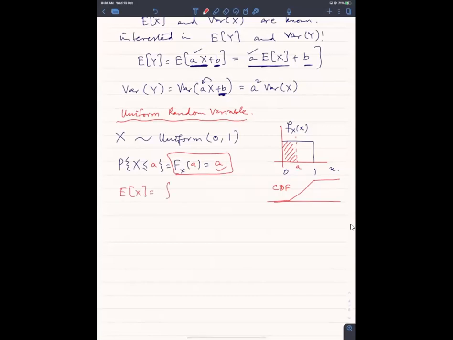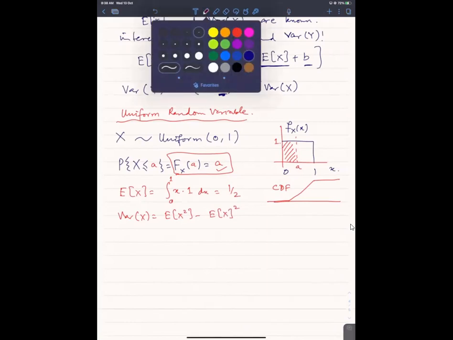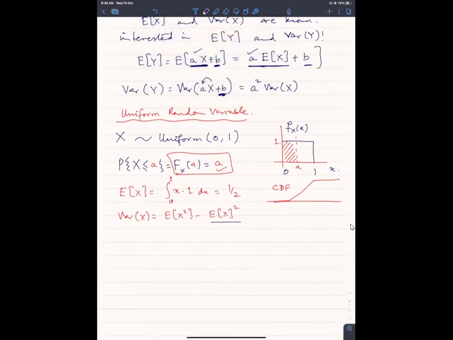What is the expected value of x? मालूम कर लें. X into 1, which is the height here, 0 to 1 dx, which turns out to be 1 over 2. What about variance of x? Variance of x would be equal to expected value of x square minus expected value of x whole square. Okay, we already know the one on the right. ये वाला क्या चीज है? Expected value of x square.